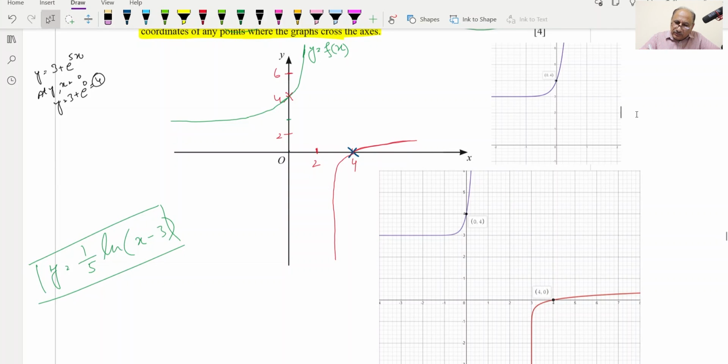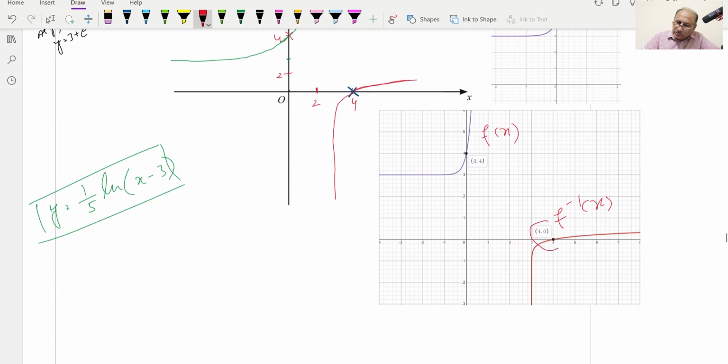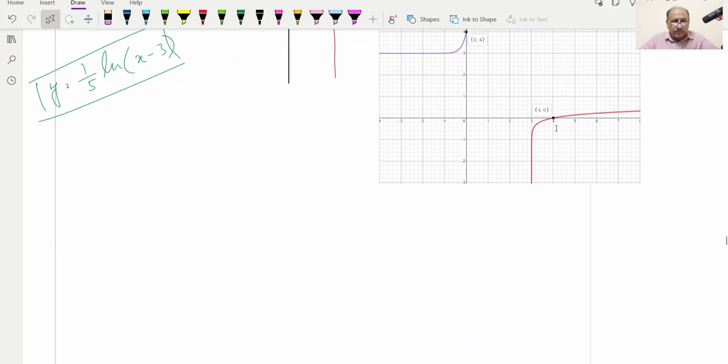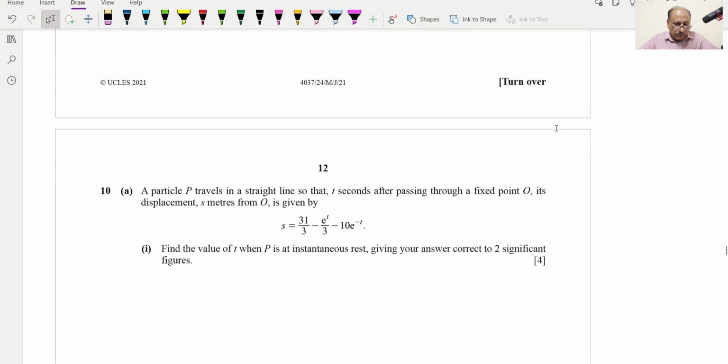This is f of x, and this is f inverse of x. And you can see this is 4 and 0, 0 and 4, and this side and this side. I have explained everything with the help of the calculator, the easiest possible way to check these values and sketch these graphs. Hopefully you understood each and everything for this question.